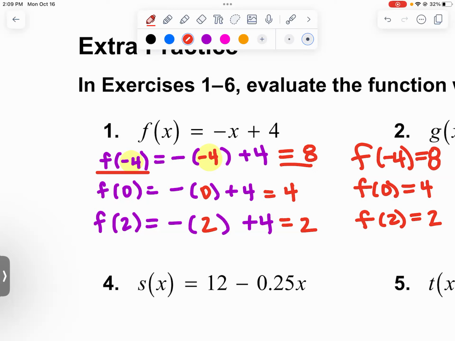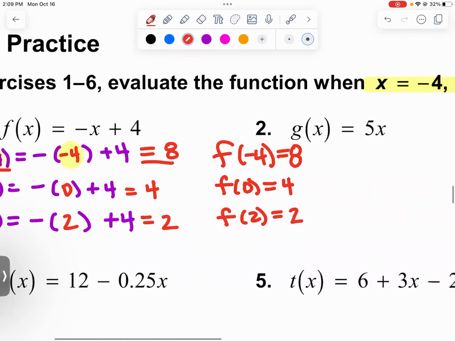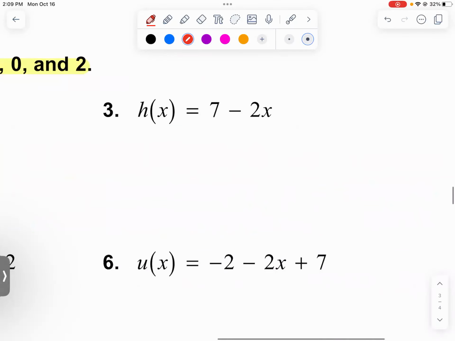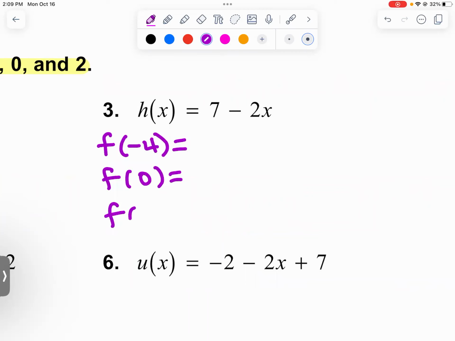Do you have a question? Awesome. Then I would like you to go to number 3 and find me the same things: f of negative 4, f of 0, f of 2.